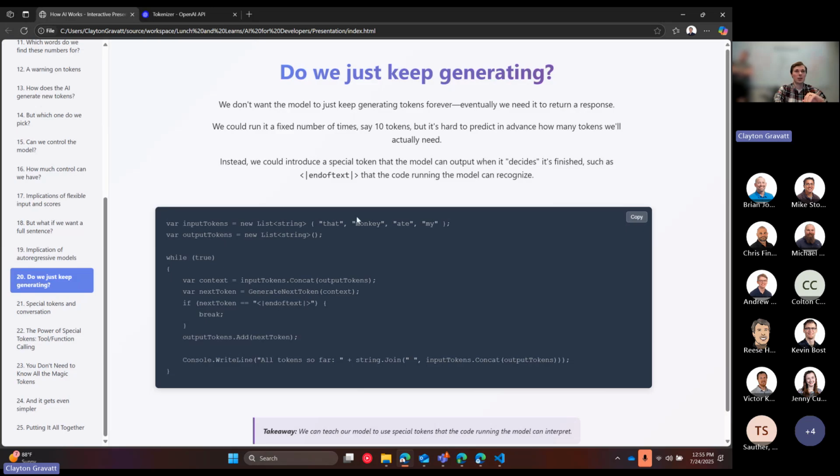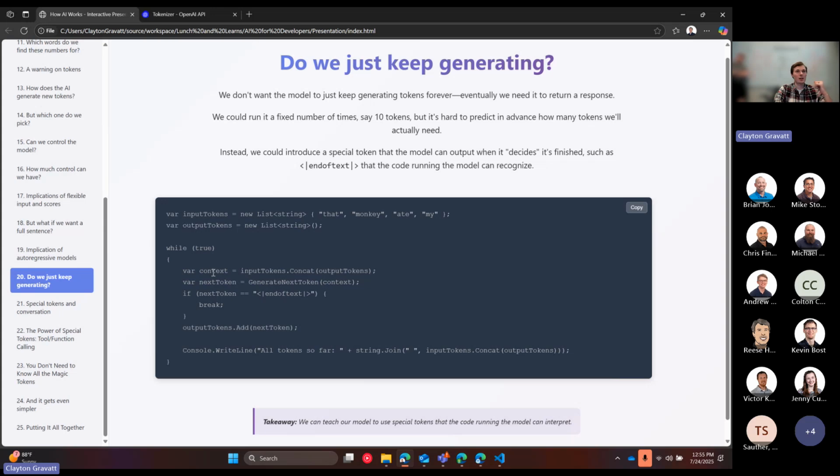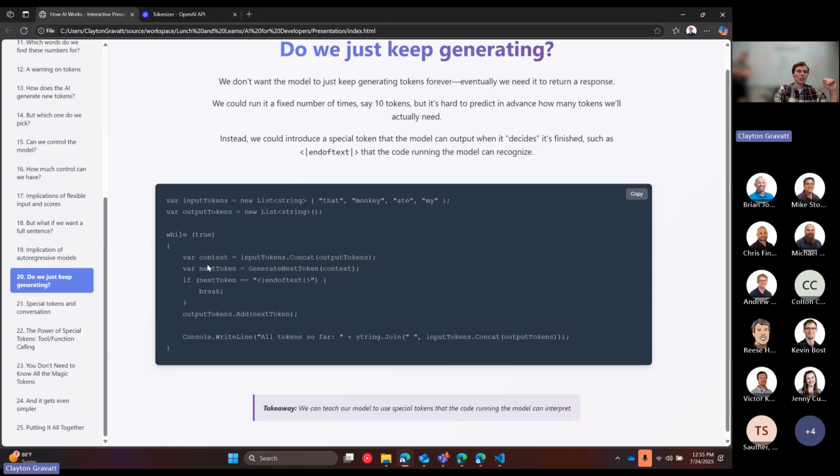Here we are in C# again, where we have our input tokens, that monkey, 8, mine, and we just have a while loop that's calculating our context, that's our input tokens, plus any output tokens we've already generated. To start with, we don't have any output tokens. And we have some cool generate next token. That's all that math we saw on slide 13. And if that next token is this special end of text token, then we break out of our loop and we return this on to the user. Otherwise, we just keep adding that next token to our output tokens, and that builds up over time.